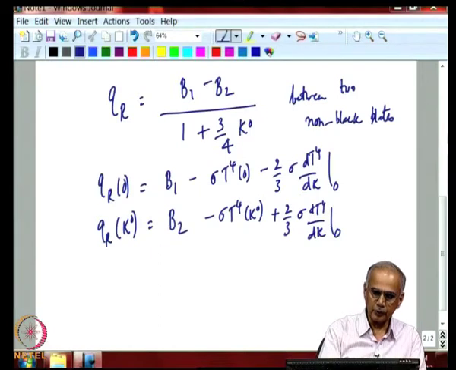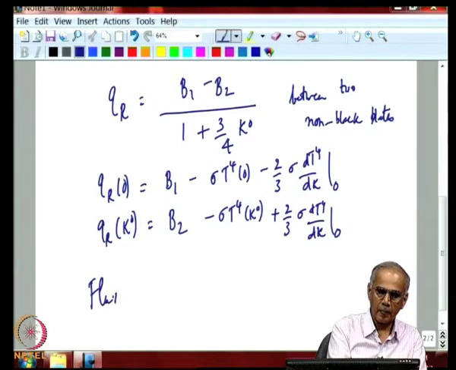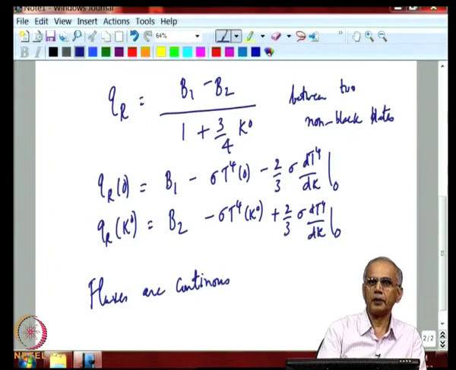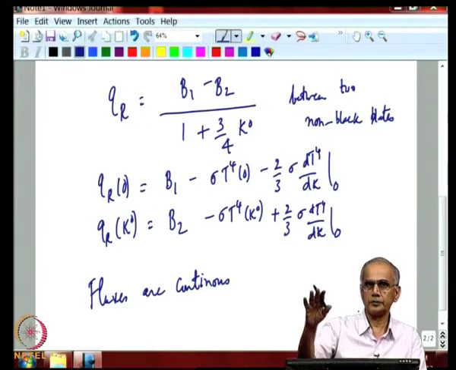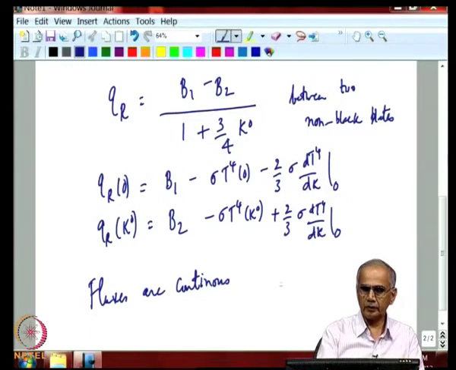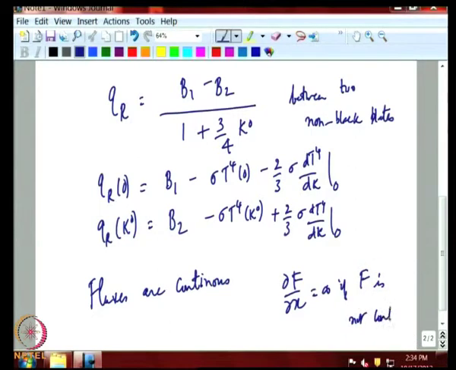Fluxes are continuous because a discontinuous flux implies a violation of the first law of thermodynamics, because if a flux is discontinuous, then the divergence of the flux will become infinity. So, for example, in our case this will be equal to infinity if the flux is not continuous. Therefore, we always invoke the continuity of flux, and this result here is from this condition.